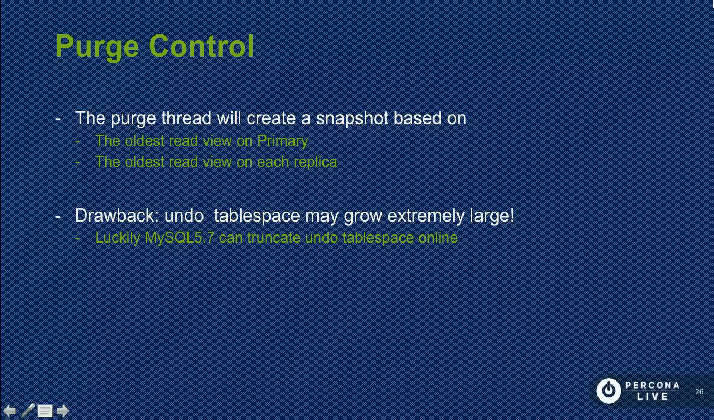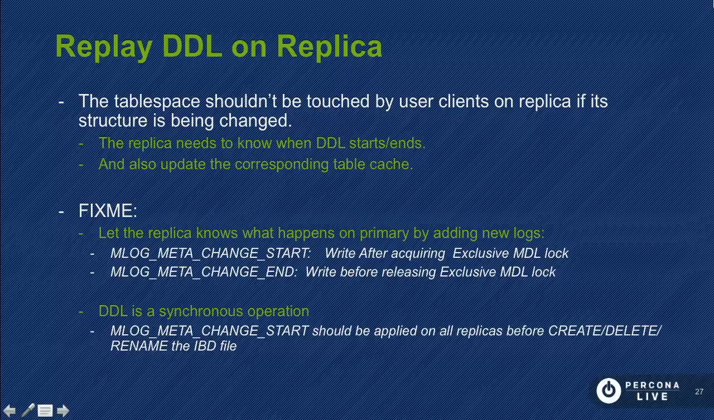But the drawback of this approach is that the undo table space may grow extremely large if there are any long-running transactions on a replica. But luckily, in MySQL 5.7, we can truncate the undo table space online, which is a very useful feature. Okay.